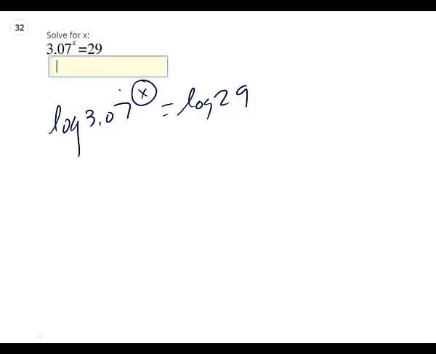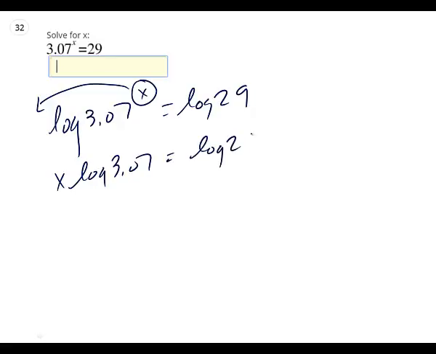Yeah. Okay. 32. So, when we see that variable in the exponent, what should we do to both sides? No. We just learned it. We log both sides, right? You have to know this by Wednesday, right? Equals log of 29. You have to know what to do. All right, where's this exponent going to end up? In the front. So you've got x log of 3.07 equals log of 29.